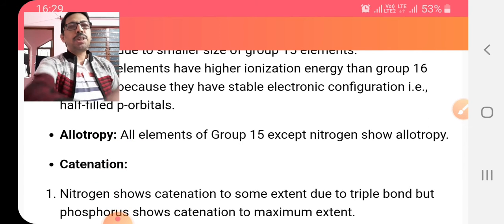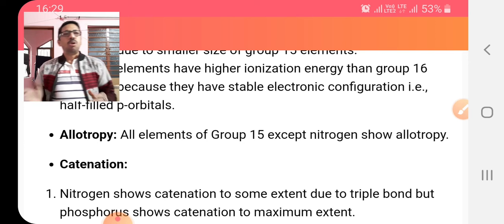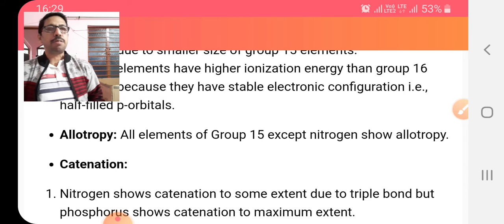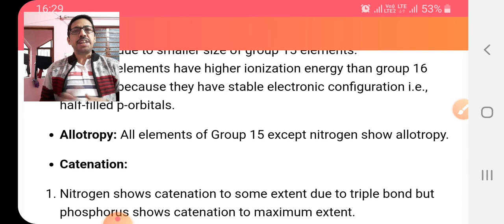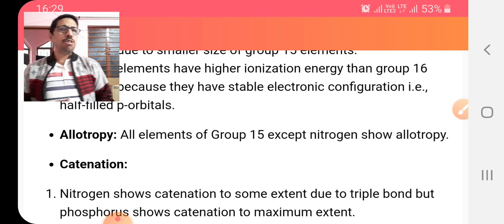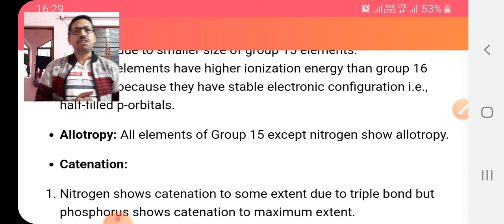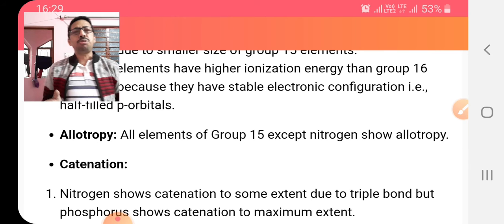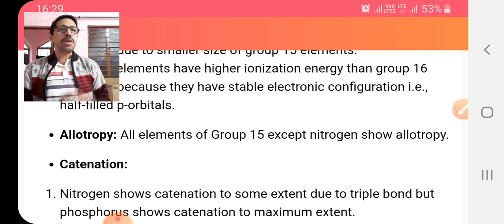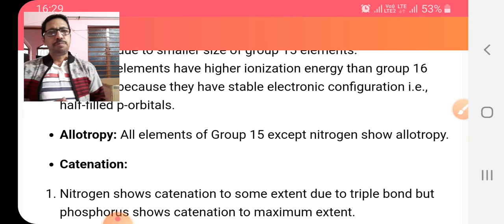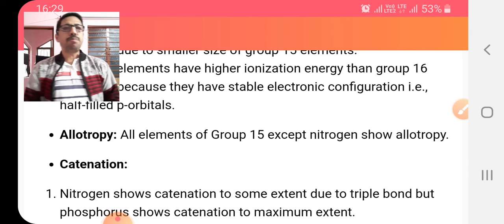Now another property, allotropy. All the elements of group 15 except nitrogen show allotropic behavior. Catenation. What is the meaning of catenation? As you have read in your earlier classes, class 11, carbon has the tendency to show the catenation property, and due to the catenation property of carbon, it forms a large number of compounds.